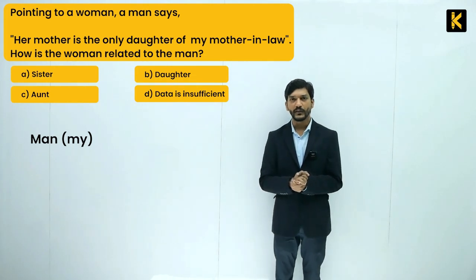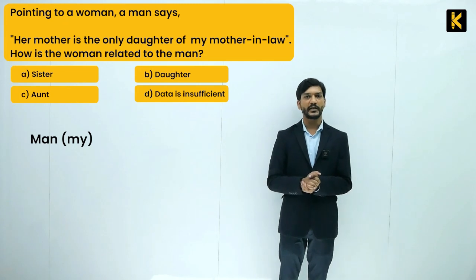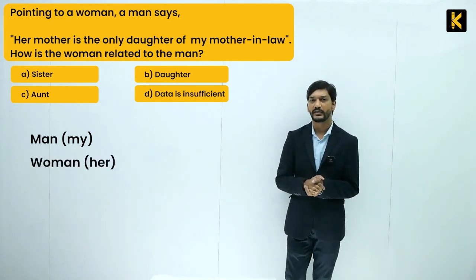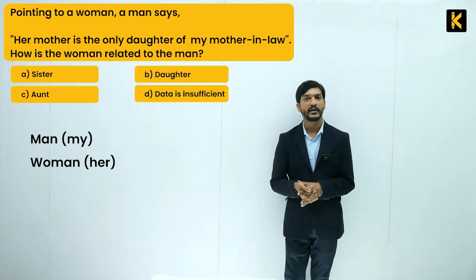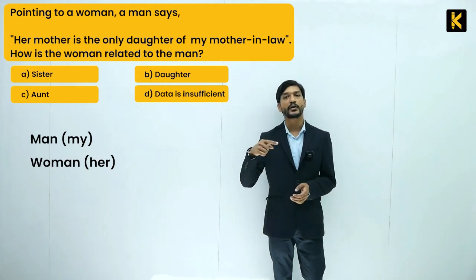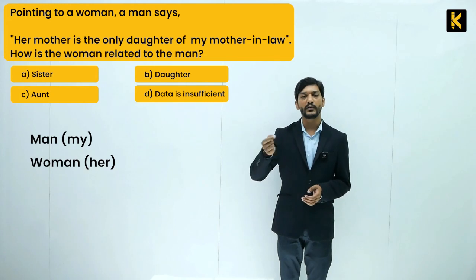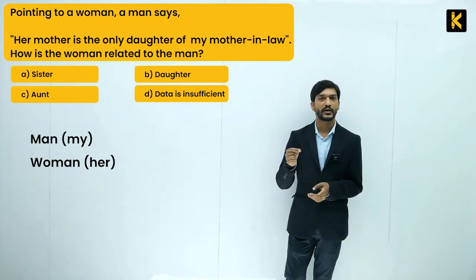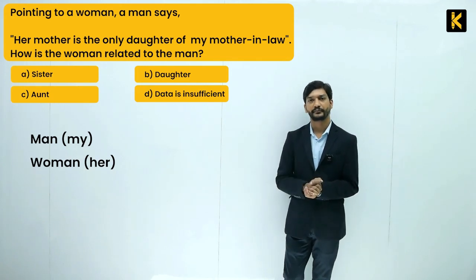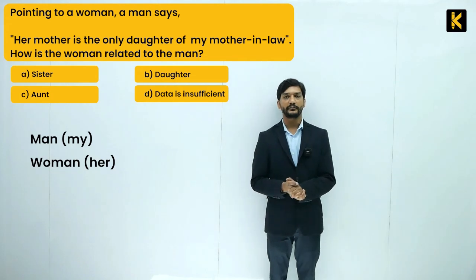Now, this man is talking about a woman. So the word "her" in the statement is used for that woman. Because the man is talking about a woman, the word "her" will be used for that woman. So "her" is used for the woman mentioned in the question. Now, once these things are clarified, we'll start with the statement.